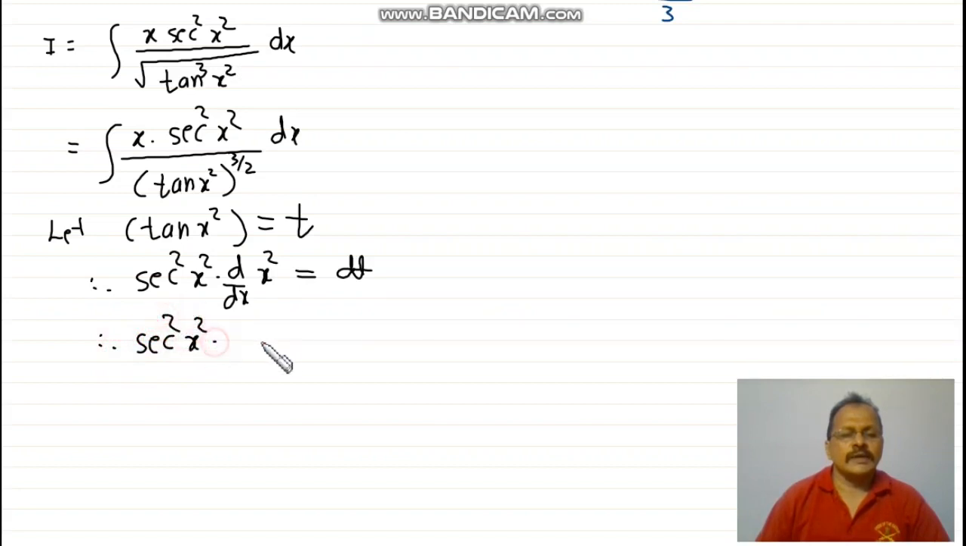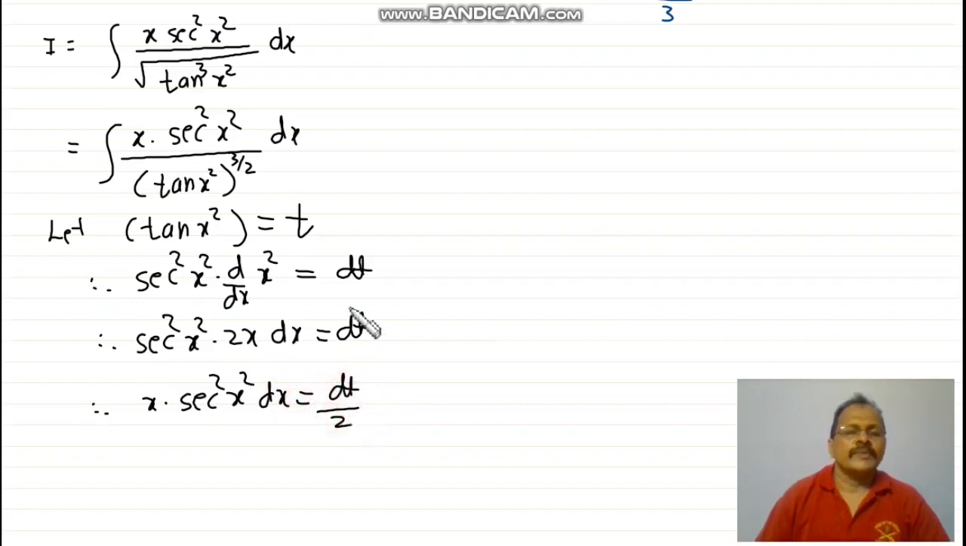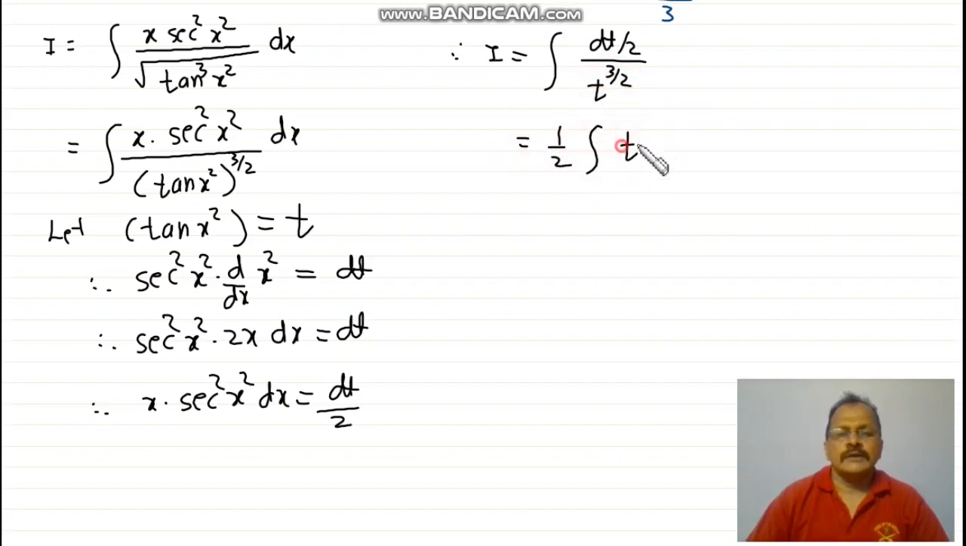So x square into 2x dx is equal to dt, and therefore x times sec square x square dx is equal to dt upon 2, and therefore I is equal to integration dt upon 2 divided by t raised to 3 by 2, that is half integration t raised to minus 3 by 2 dt equal to half into t raised to minus 3 by 2 plus 1 is minus half upon minus 3 by 2 plus 1 is again minus half plus c.